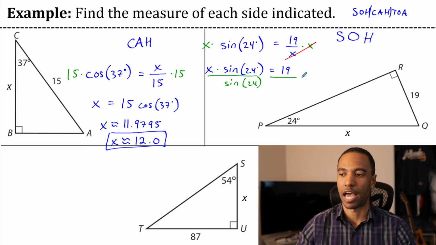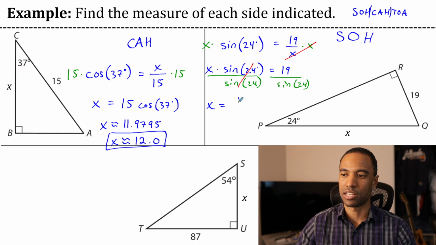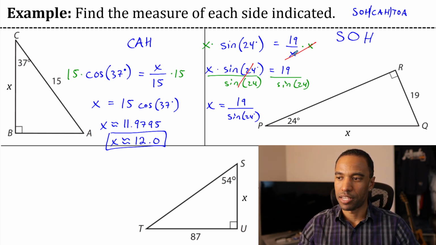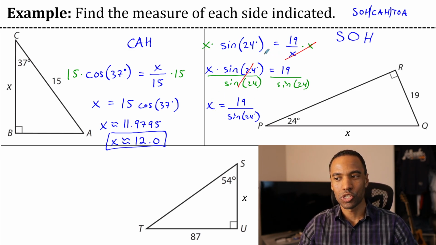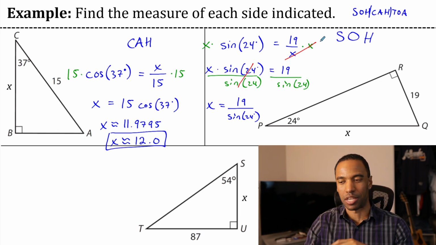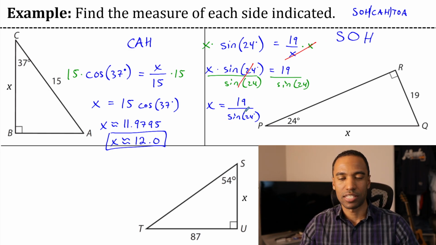You know what essentially happens here, and you'll probably hear me say this more often down the line, is basically x and the sine of 24 switched places. Now this is going to say x equals 19 divided by the sine of 24 degrees, like that. So see, x was down here. Now it's up here. Sine of 24 was up here. Now it's down there. They kind of just switched places. You'll probably hear me say that more often. It's kind of like a magic step. But okay, there's the exact answer.